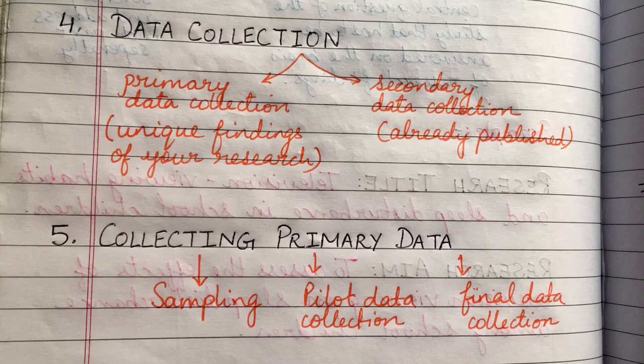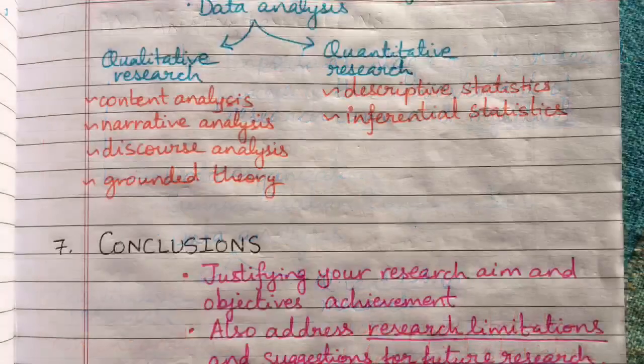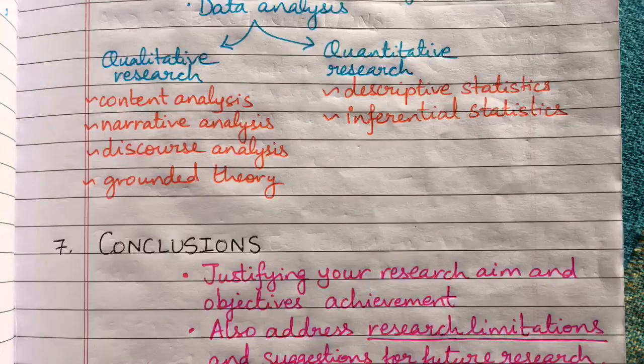The sixth step is data analysis. After a lot of hard work in the field collecting data comes the sixth stage, data analysis. Data analysis is basically organizing your data, summarizing and further organizing it, and then comes the data analysis part. It's a very important stage of the research process because it will ultimately give you the answers to your research aim and objectives. It is important in the achievement of those aims and objectives.